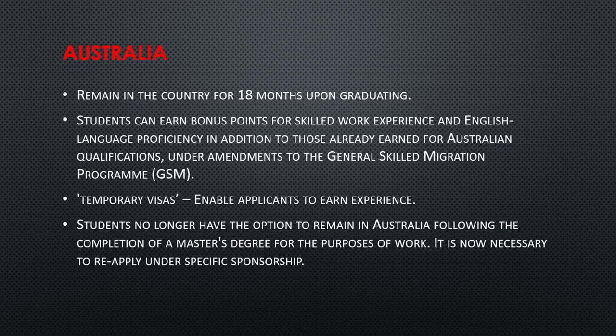Students can earn bonus points for skilled work experience and English language proficiency in addition to those already earned for Australian qualifications under amendments to the General Skilled Migration Program. Previously, international students were exempt from work experience requirements when applying for General Skilled Migration. Legislation introduced on September 1, 2007 requires authorities to provide temporary visas to enable applicants to earn experience.